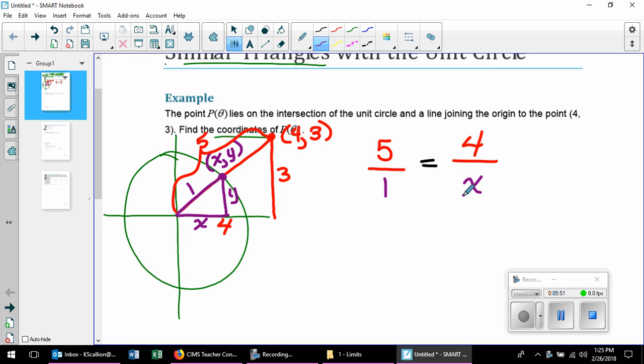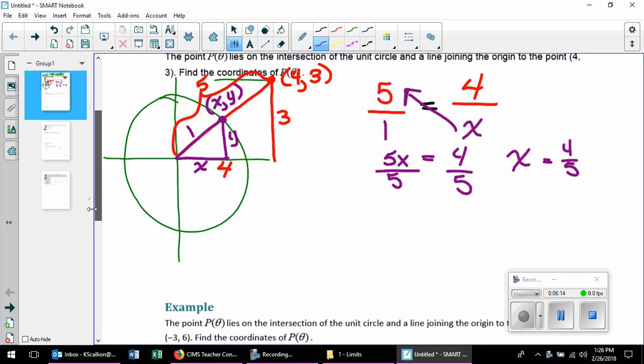Super easy. How do we deal with fractions with equal signs? Cross multiply. So x times 5 is 5x. 1 times 4 is 4. Divided by 5, divided by 5. x is equal to 4/5. Guess what we have to do? We have to do it again for the y coordinate. You can't do x and y all at once when you have two variables. You can't solve for them. This is the ratio that's going to help you all the time.